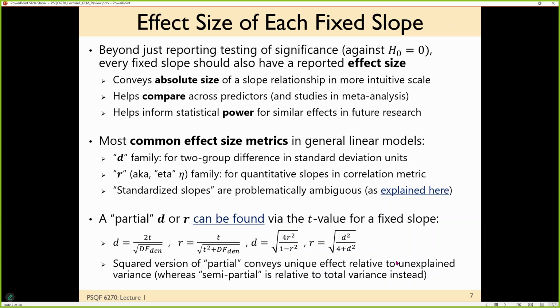Here's some formulas. If you can get your estimate divided by your standard error, that thing can be a t. You can make a d, you can make a t, you can go back and forth. So you can always find effect sizes out of a hypothesis test regardless of what kind of model family you're in.